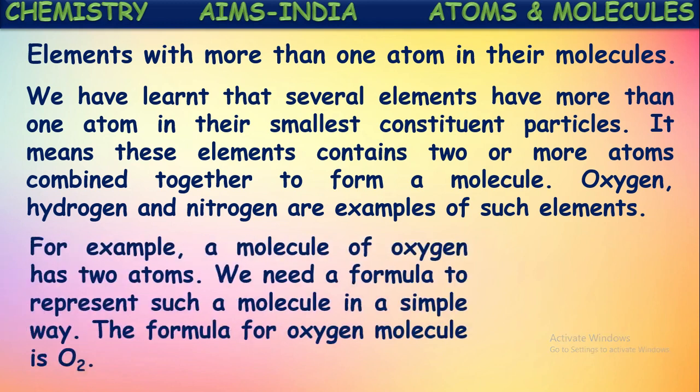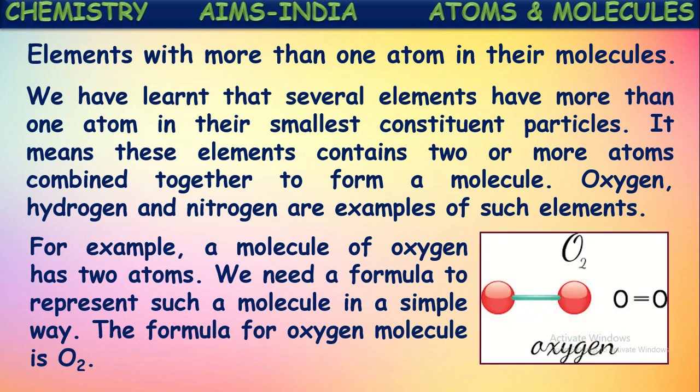For example, a molecule of oxygen has two atoms. If we say element oxygen, it won't be existing in the form of single atoms of oxygen. Two atoms of oxygen combine and form one molecule of oxygen. So element oxygen contains molecules of oxygen atoms. They won't exist as individual oxygen atoms.